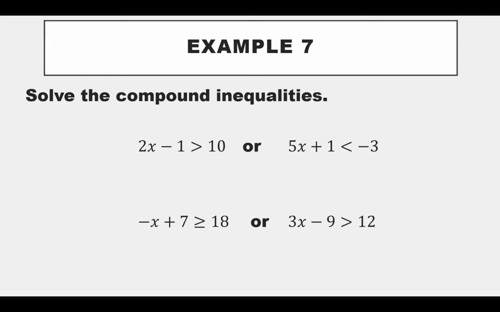Now let's take a look at the or compound inequalities. This says 2x minus 1 is greater than 10, or 5x plus 1 is less than negative 3. Then the other one says negative x plus 7 greater than or equal to 18, or 3x minus 9 is greater than 12. If you'd like to try these on your own, go ahead. Push pause on the video, and in a couple of seconds, I will show you how these are done.